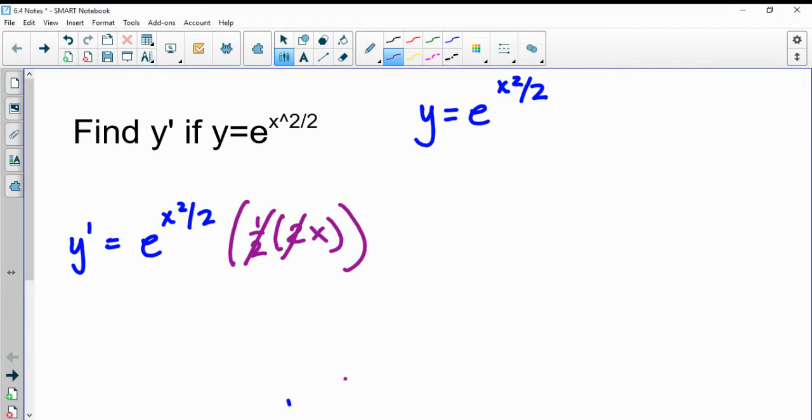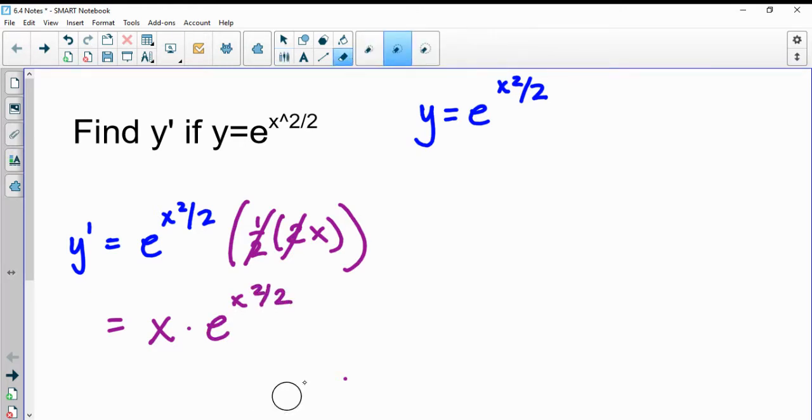So in the end, when you're done, you just have this x left. So it's x times e to the x squared over 2. So there's a little derivative practice in case you forgot.